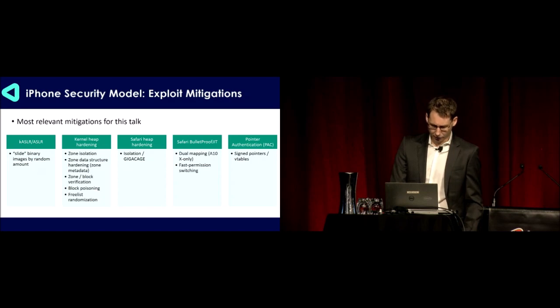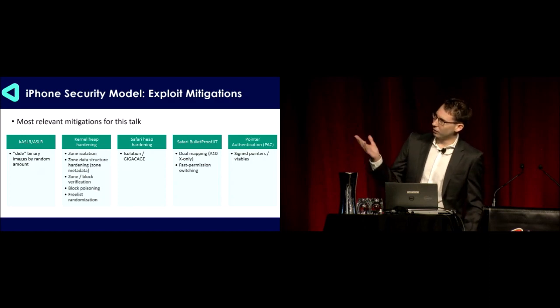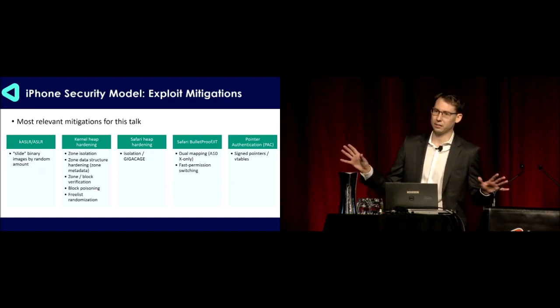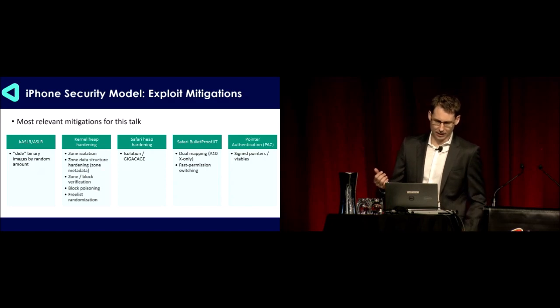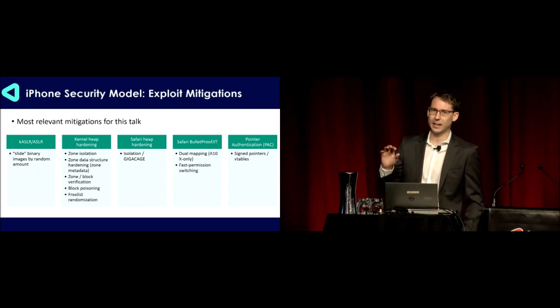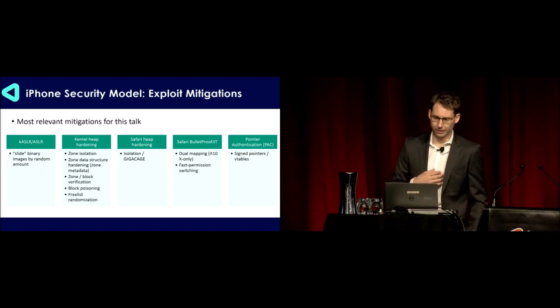The second thing is kernel heap hardening. There have been multiple iterations of this over the span of iOS's lifetime. Stefan Esser has done multiple talks about this, but basically, there's zone isolation, which is essentially they create isolated zones for data structures so that you can't replace one data structure with another by grooming memory. There's zone data structure hardening, essentially encrypting or encoding things in memory. There's block verification, which when you free a block makes sure that you're freeing it to the correct zone. There's poisoning, where they will write junk over a block so that for use-after-free type vulnerabilities, you can't exploit them. And there's free list randomization.